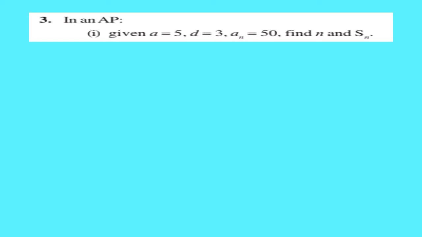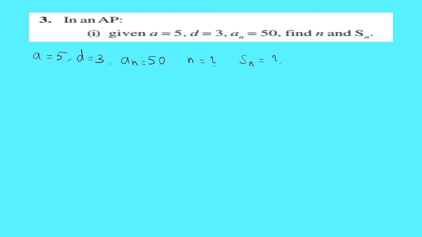Moving to question number 3. In an AP, given a equal to 5, d equal to 3 and an equal to 50, find n and Sn. So first we have to write what all things are given, that is a is given 5, d equal to 3, an equal to 50. n equal to what, that you have to find, and Sn also you have to find.